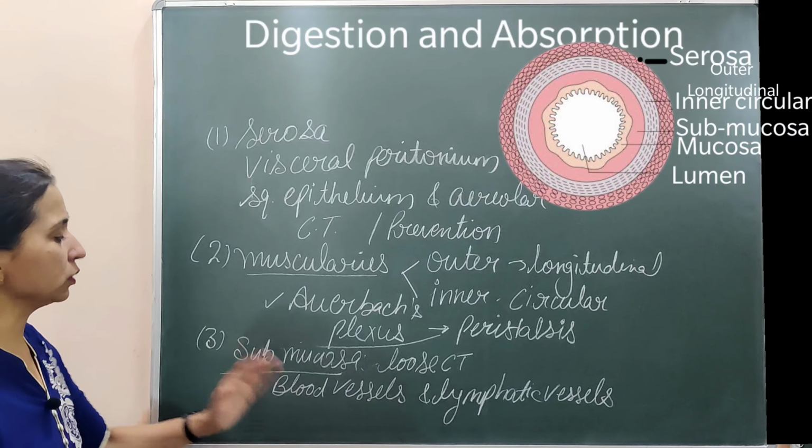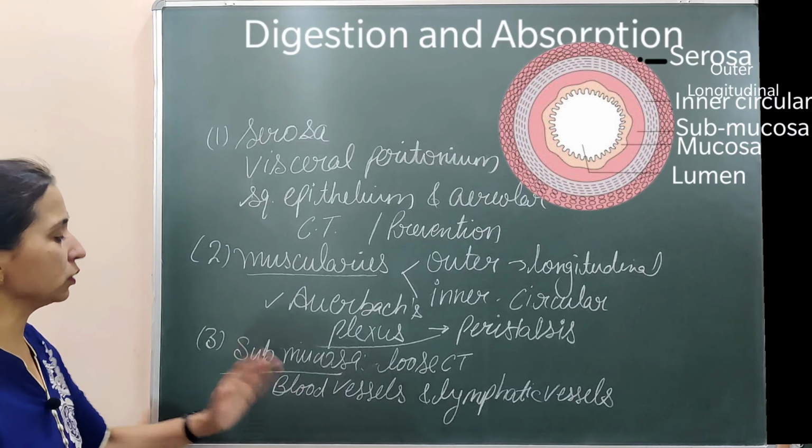Now come on to the innermost layer. अब हम बात करते हैं सबसे अंदर की layer, and the innermost layer is the mucosa layer, and this mucosa layer covers the lumen of the alimentary canal. So now let's discuss about the mucosa. Let's discuss about the innermost layer of the alimentary canal.